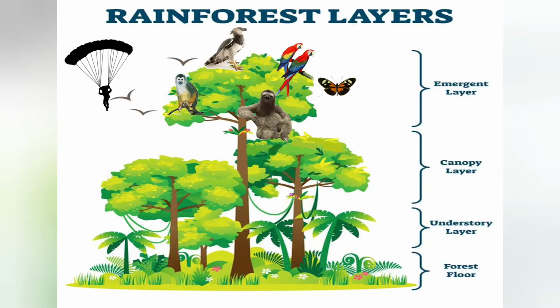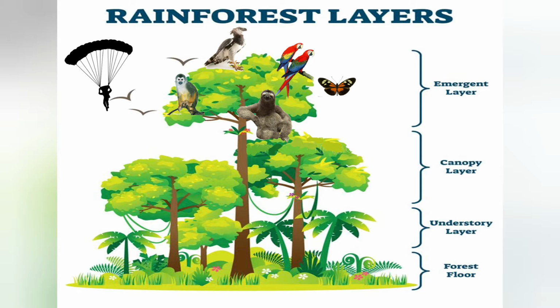So imagine you've just parachuted into the rainforest. You're starting at the emergent layer, and these are the tallest trees in the forest. They can get up to 250 feet high. They're huge. And there's a lot of animals that live here, like sloths, and monkeys like the squirrel monkey and the spider monkey. They both live in this layer.